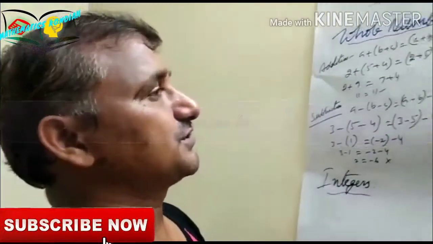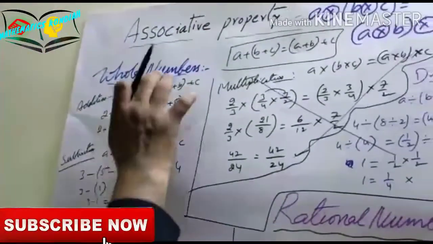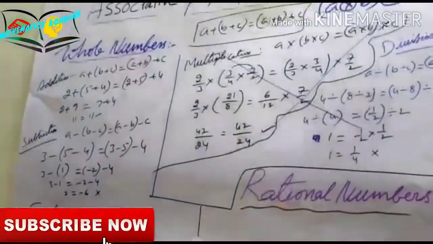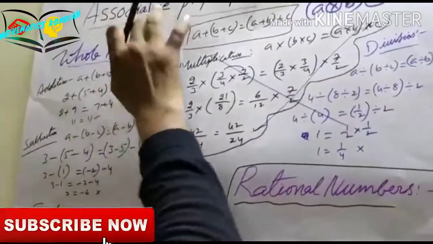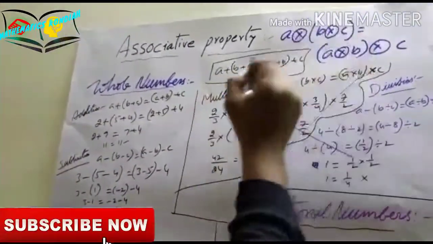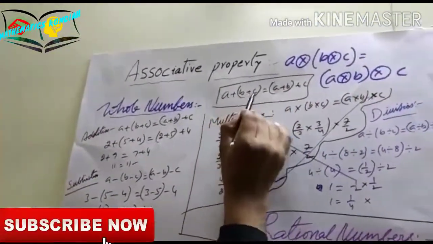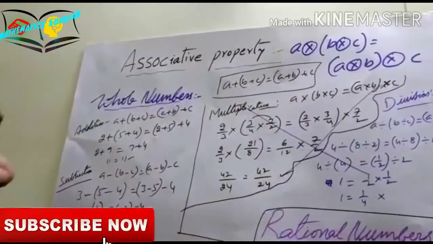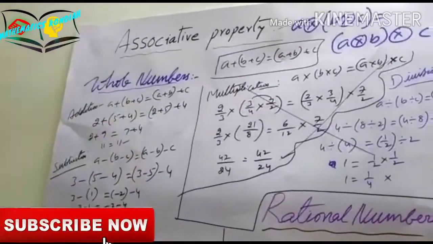Yesterday we went to the associative property for whole numbers, integers, and rational numbers. What is the meaning of the associative property? Under addition, (a + b) + c is equal to a + (b + c). Take whole numbers.